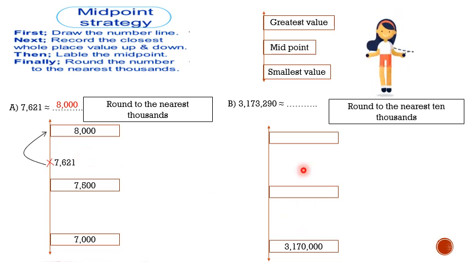Next example we have here, we have 3,173,290. I want to round this number to the nearest 10,000. So I stand at 10,000 place value. Ones, tens, hundreds, thousand, 10,000. I have 7 in 10,000 place value. So when I round this number, it will be 3,170,000.